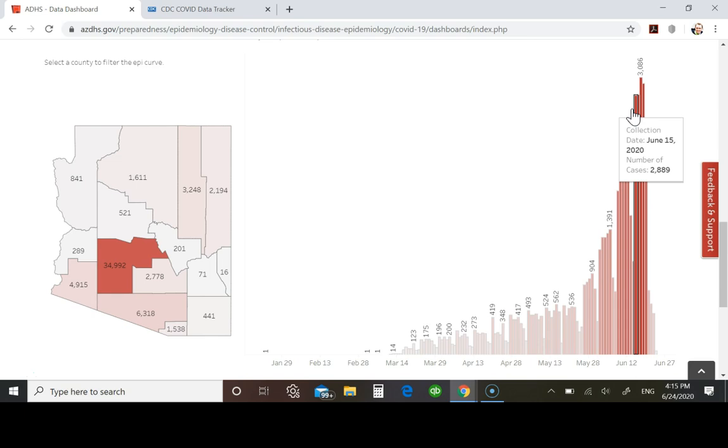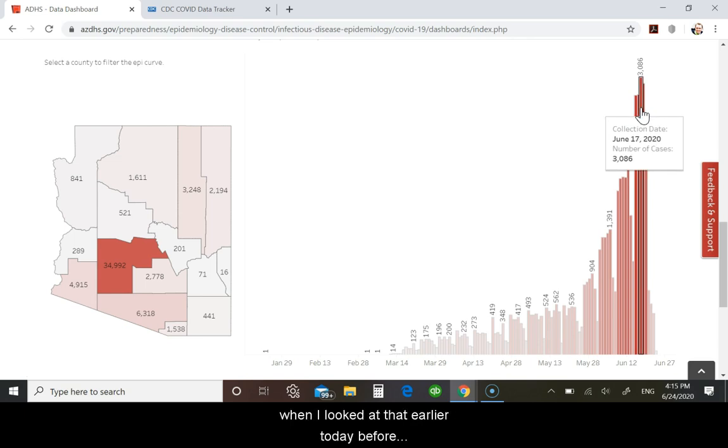Lately, I've been seeing more of a delay in getting those labs done, and I think it's just because the labs are getting backed up. This one here, for example, 3,086. When I looked at that earlier today, before they had added the new data from today, it was 3,011. So there are 75 or so more cases that got added there.